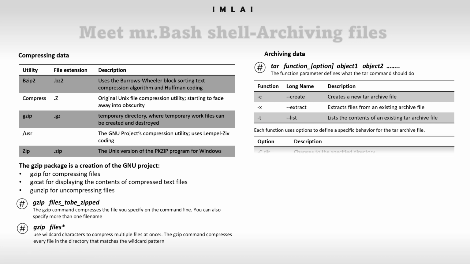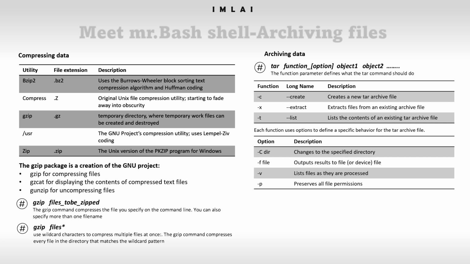Using all these functions, you have a few more options in addition. C changes to the specified directory. f outputs results to the device file, and v lists files as they are processed. p preserves all file permissions. Whatever options we have seen so far, c, x, t, v, p, f, are usually combined to create the following scenarios.